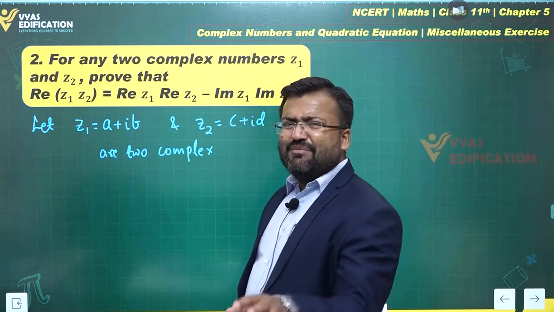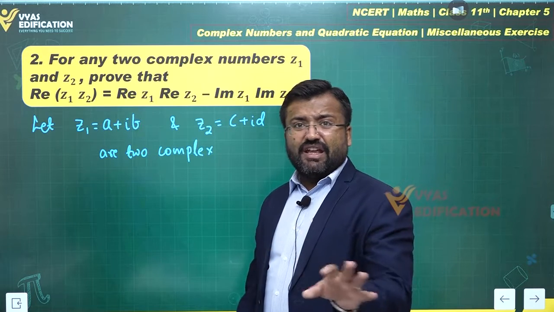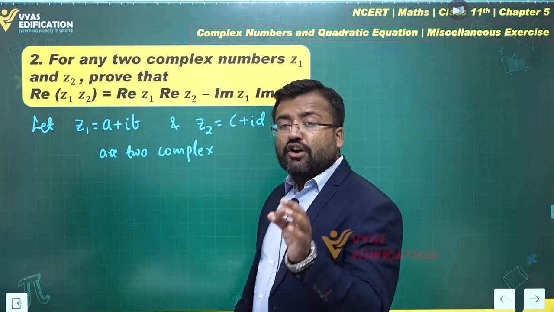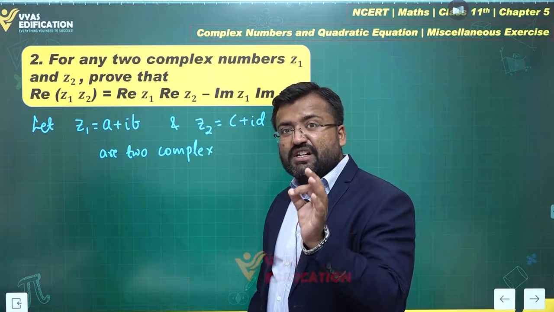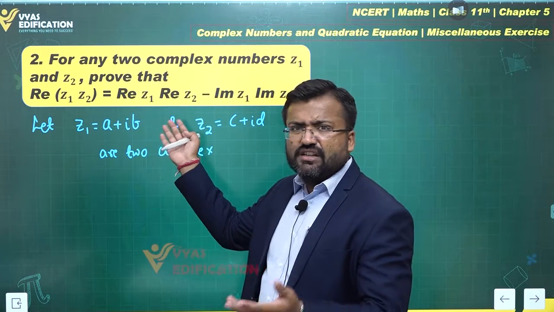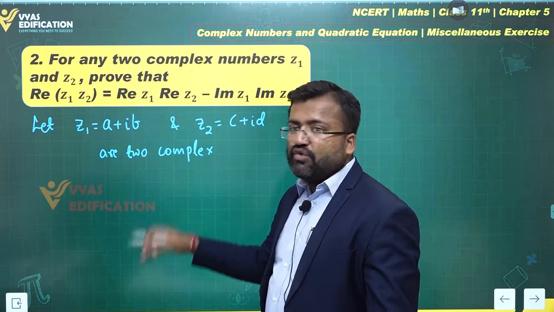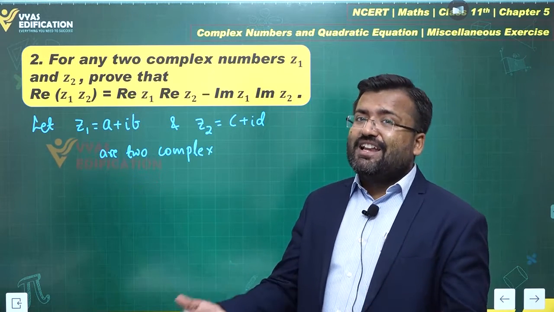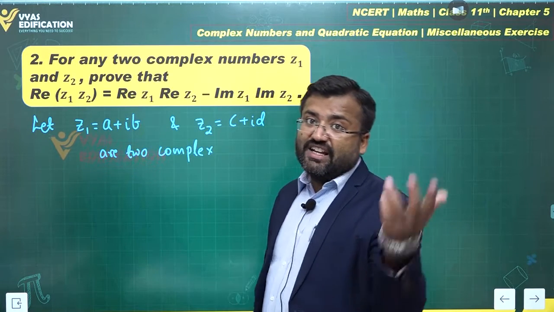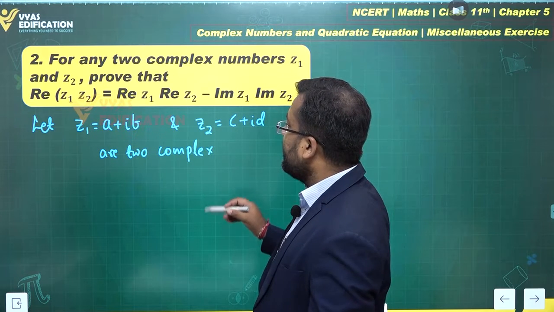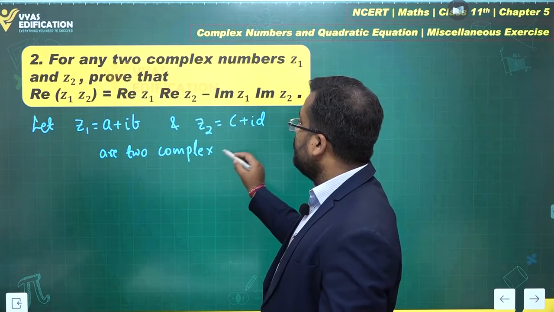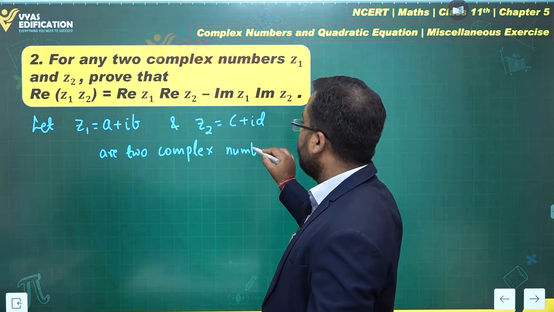Now a, b, c, d can be any real numbers. So if we can prove this result for these two complex numbers, then it will be true for any complex numbers, since a, b, c, d can take any values. That's what we'll be taking a look at. Let z1 and z2 be two complex numbers.